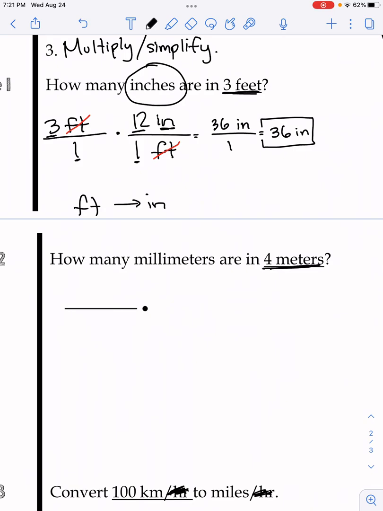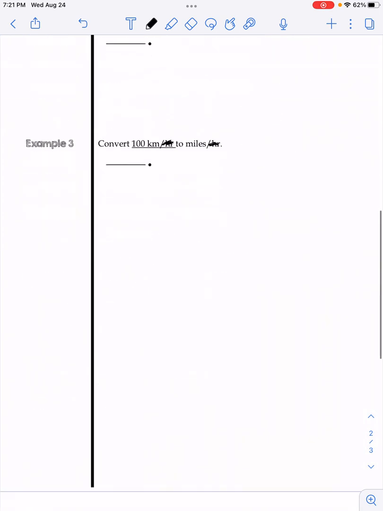So 4 meters, so this is still dealing with distance. A 1 meter is somewhat close to a yardstick. It's slightly bigger than a yardstick. It's really the height from the ground to a doorknob on any traditional door. So think of that as 1 meter. So 4 of those, you can conceptualize that. We're going to convert that in terms of millimeters.